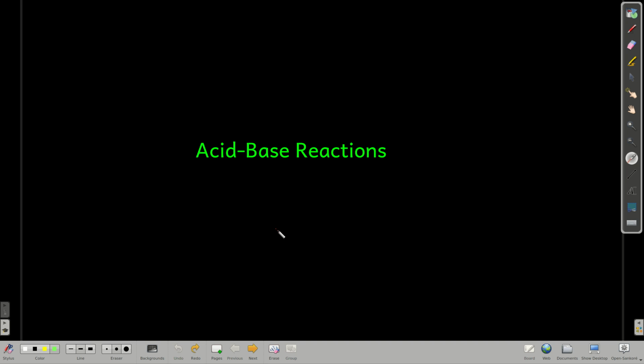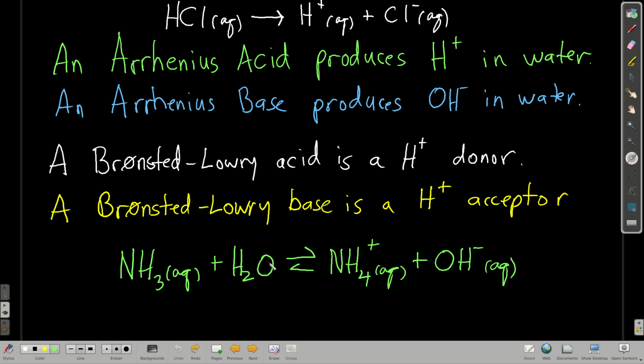In this module, we're talking about a type of chemical reaction called an acid-base reaction. So first, some definitions. There are several definitions of acids and bases. We'll see two of them in this topic. The Arrhenius definition of an acid is something that, when you put it into water, produces a hydrogen ion.